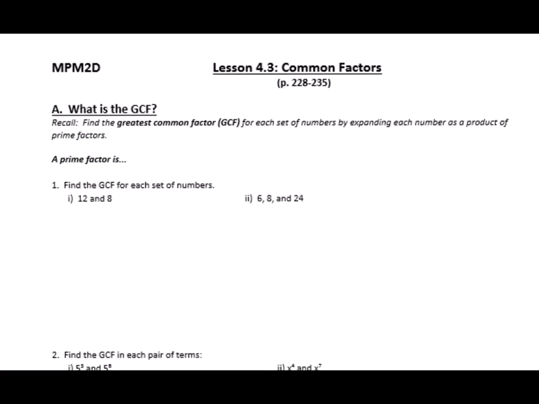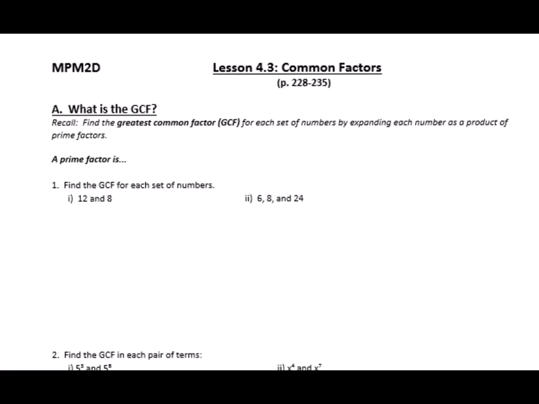Now, a long time ago, you learned about a thing called the GCF. The GCF is the greatest common factor of a set of numbers by expanding each set of numbers as a prime factor. Now, when you hear the term prime factor, I know you look at that and you're like, where did that come from? Here's the concept.